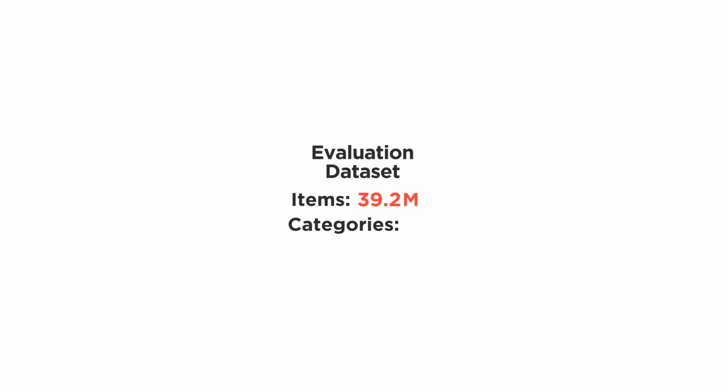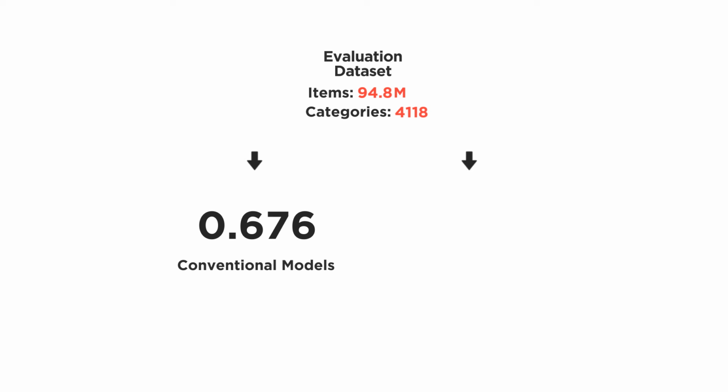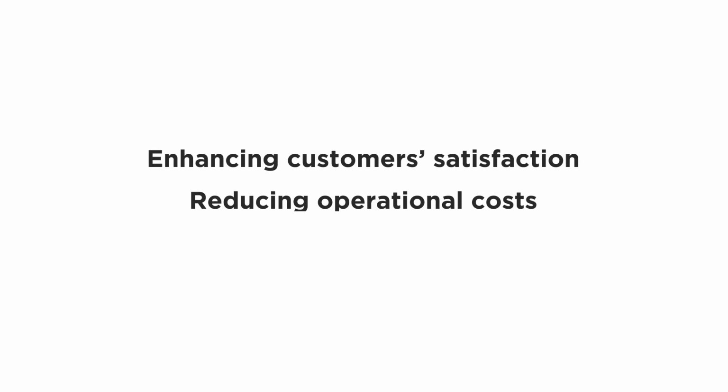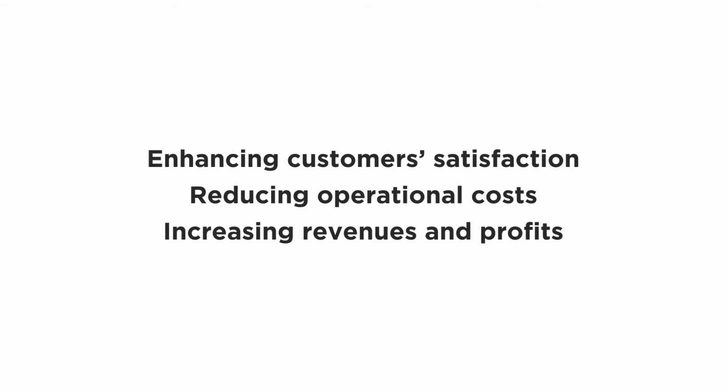Result and effect. DeepCN was evaluated on real-world data traded on NAVER Shopping, which contains 94.8 million items with 4,118 categories. The results showed DeepCN enormously improves the categorization accuracy compared to conventional models. Now, DeepCN is applied to NAVER Shopping and contributes to enhancing customer satisfaction and reducing the operating cost.